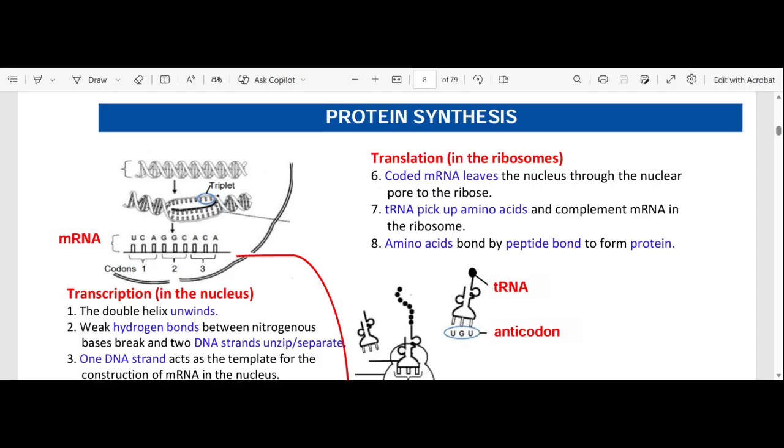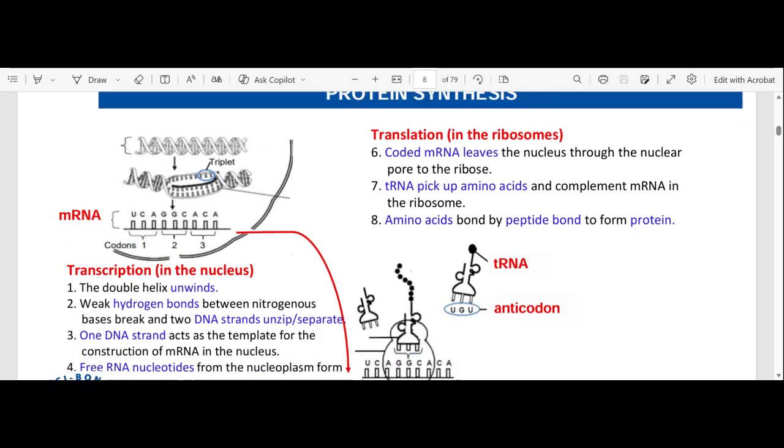Let's start with translation. Translation is where the message that was carried by the mRNA is being translated. To translate is to change one thing to another, from one form to another. So the message transported by the mRNA, we are now changing it to proteins.